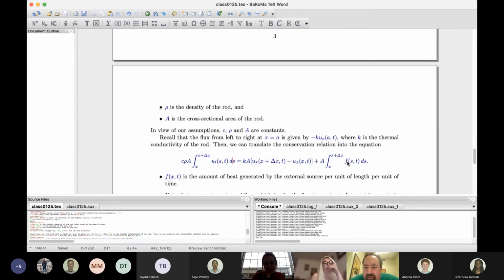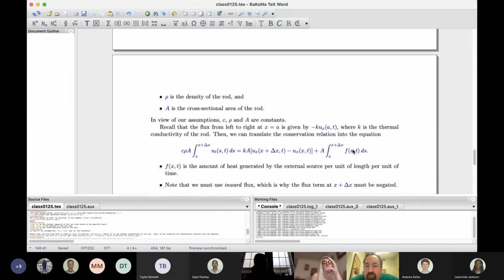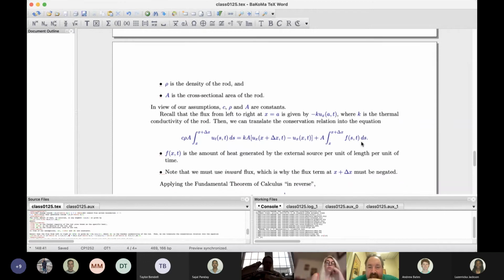And then I account for the source term. F is the amount of heat generated per unit length, per unit time. I just had to integrate that over the segment and then also multiply by A there too. So now I have this resulting from conservation of energy, and I have A all across the board, so I can cancel those out.